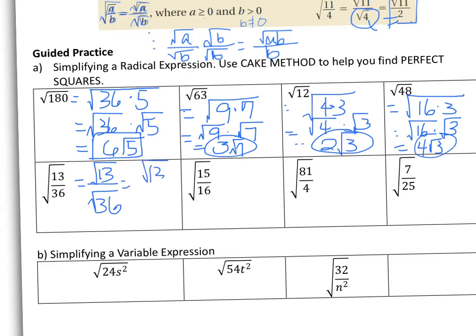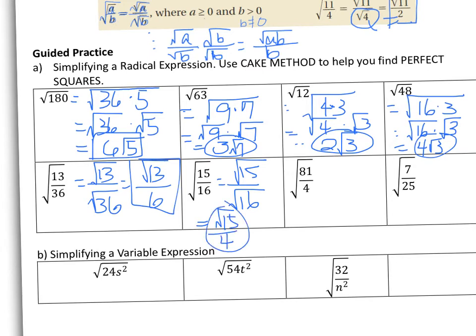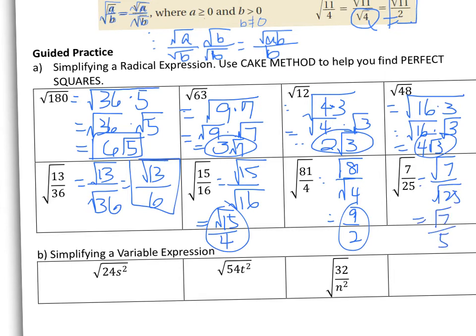Radical 15 over 16. So your answer is radical 15 over 4. We have 9 over 2. Just leave it in proper form. That's totally fine. Radical 7 over 5.